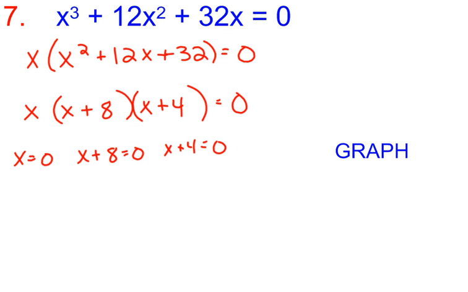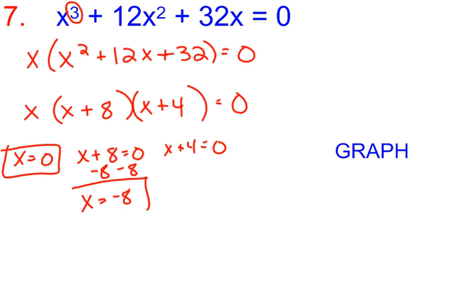Well, we said earlier, your degree, your highest exponent, is how many answers you should have. Look at that. 3. My degree is a 3, so I should have 3 answers. So one answer is 0. One answer is negative 8. One answer is negative 4.